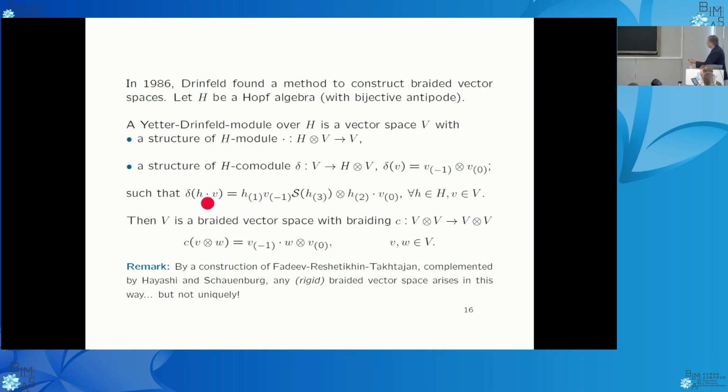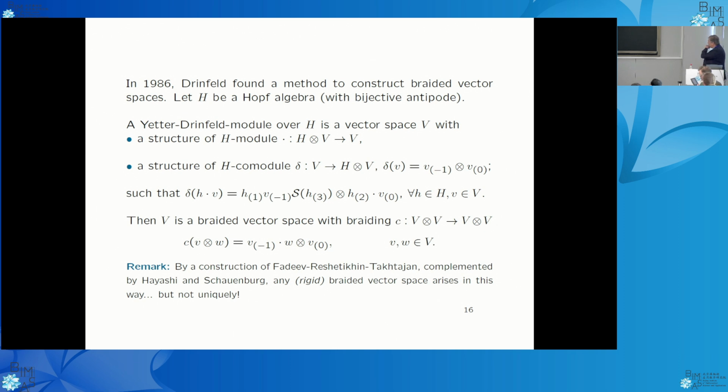Delta of h acting on v is h1, v(-1), S of h3, tensor h2 acting on v(0), where I am using here the Sweedler notation for this expression. So given a Yetter-Drinfeld module, the result of Drinfeld is that in this language, if you take c of v tensor w equal to you coact on v, and with the H part acts on w, tensor the 0 part, then this is a solution of the braid equation, and V is a braided vector space.